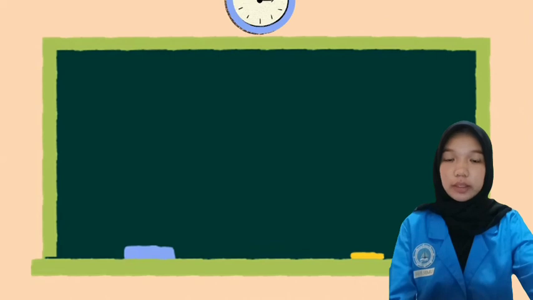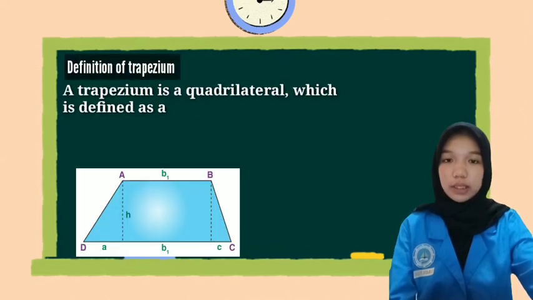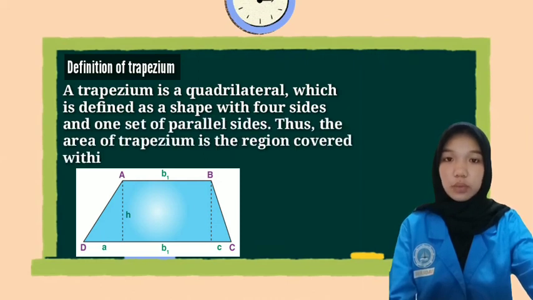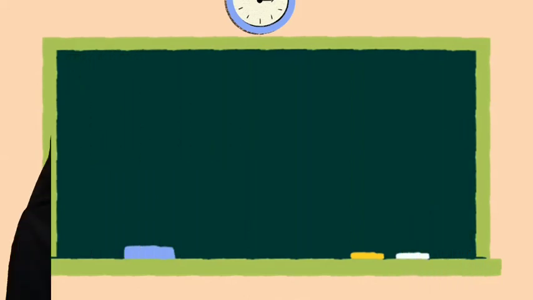Trapezium. Definition of trapezium. A trapezium is a quadrilateral, which is defined as a shape with four sides and one set of parallel sides. Thus, the area of a trapezium is the region covered within these four sides.